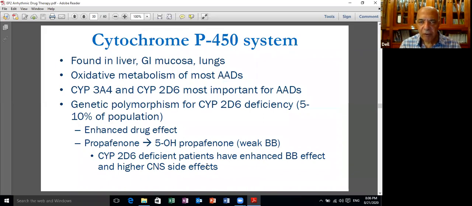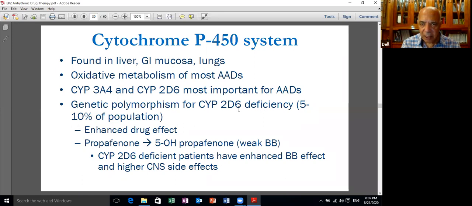Now, the cytochrome P450 system is found in the liver, gastrointestinal mucosa, and the lungs. We will talk after that about the P glycoprotein, which is again found in the liver, gastrointestinal mucosa, and the kidneys. So this is present in the lungs, the other one is present in the kidneys. It's responsible for the oxidative metabolism of a large variety of antiarrhythmic drugs. The main ones are the C3A4, the C2D6, and the C2C9. Now, the genetic polymorphism for the C2D6 results in deficiency in certain Caucasian individuals.